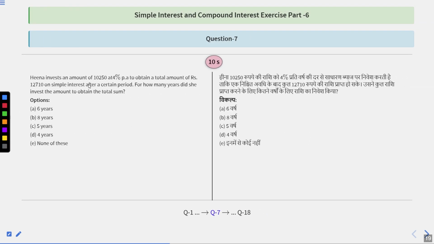Hina invested an amount of rupees 10,250 at 4% per annum to obtain a total amount of rupees 12,710 on simple interest after a certain period. For how many years did she invest the amount to obtain the total sum? You have 5 options and 10 seconds to analyze the question. Your time starts now.